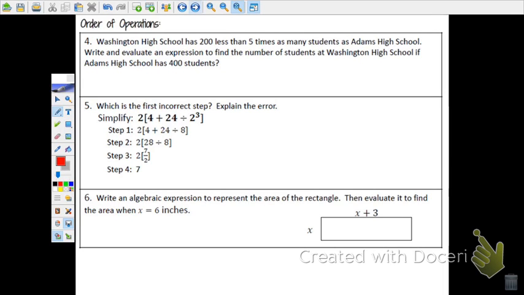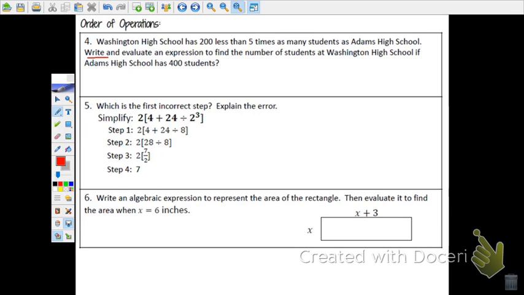With these next word problems, we're focusing on order of operations. Number 4 says Washington High School has 200 less than 5 times as many students as Adams High School. Write and evaluate an expression to find the number of students at Washington High School if Adams High School has 400 students. So they're asking us to do 2 different things.